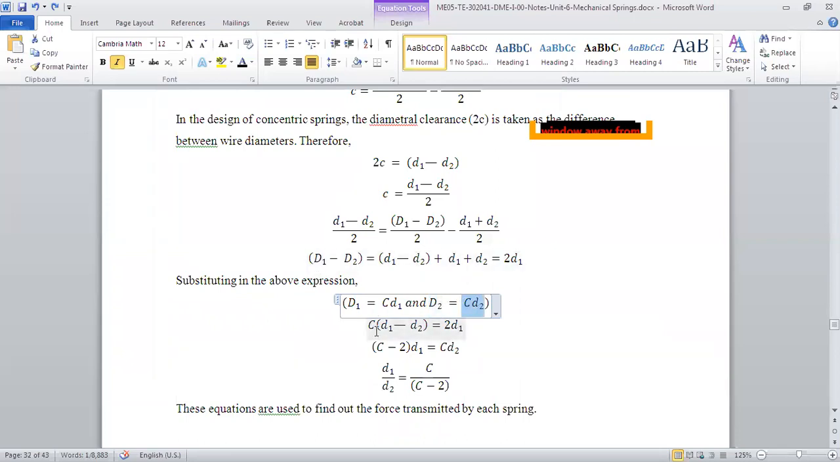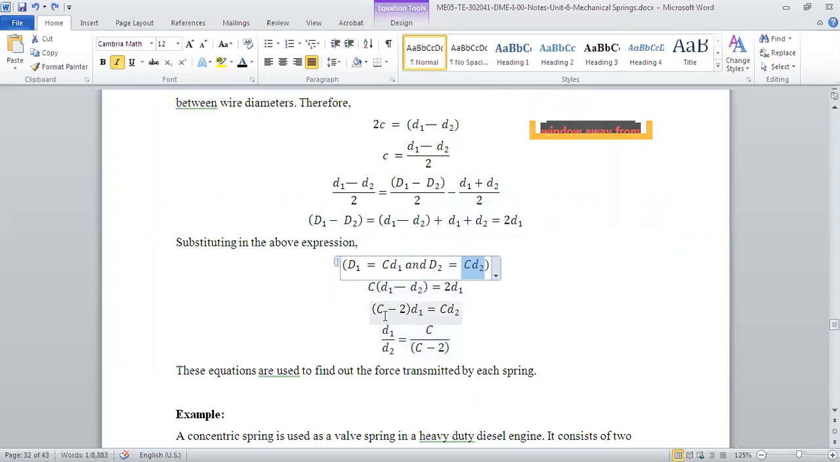So D1 minus D2 is equal to C d1 minus C d2. C will come out. So (d1 minus d2) into C is equal to twice d1. So C d1 minus C d2 is equal to 2 d1. So (C minus 2) d1 is equal to C d2, or d1 upon d2 is equal to C upon C minus 2. So what we can conclude is that the ratio of wire diameter 1 to 2 is C upon C minus 2.